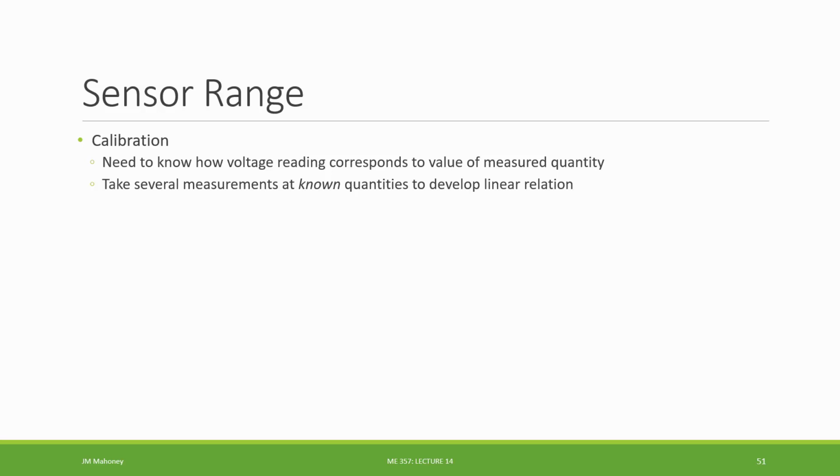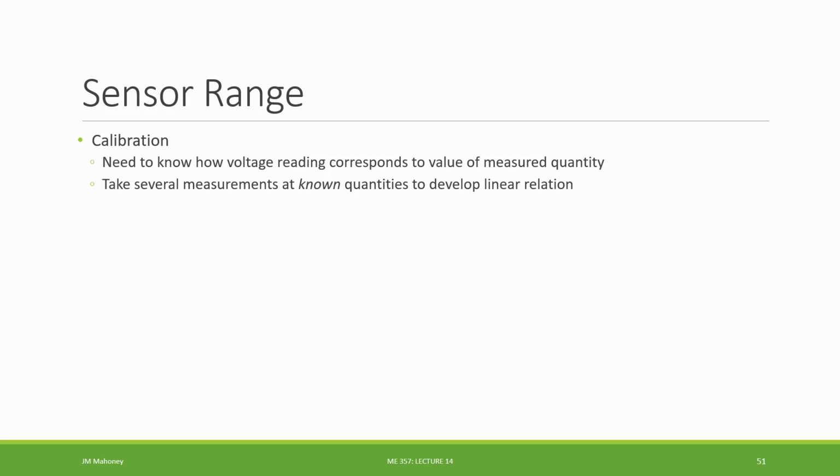Then we can put our sensor, our thermocouple, into boiling water. We know that's 100 degrees C, at least at sea level. So we have a voltage reading at that temperature. And then in that range, if it's a good thermocouple, we should have a linear change in voltage that corresponds to the linear change in temperature.